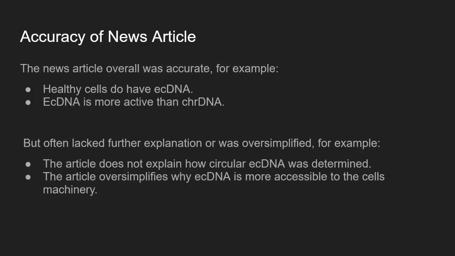For example, the article starts off by stating that ecDNA is circular without any further elaboration on how and why they are circular. The fact is just stated, while in contrast, the primary literature goes in depth with multiple approaches on how the circular structure of ecDNA was determined. Also, the article oversimplifies why ecDNA is more accessible to the cell's machinery because they do not talk about how chromatin in ecDNA is not as compacted as linear chromosomal DNA.